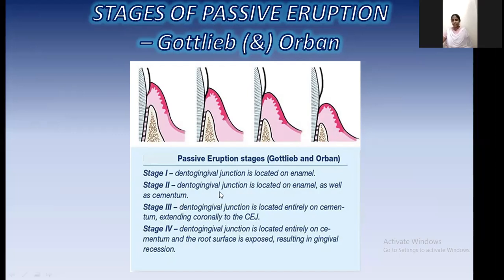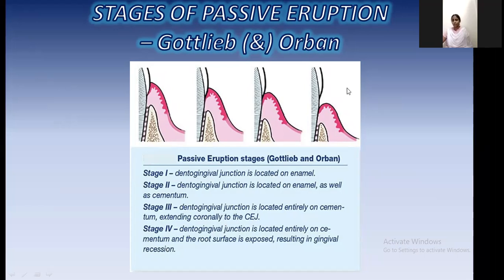Second stage, the dentogingival junction is located on the enamel as well as on the cementum. See here, it is located on the enamel as well as on the cementum. Third stage, the dentogingival junction is located entirely on the cementum, extending coronal to the cemento-enamel junction. This dentogingival junction is located on the cementum, but it is coronal to the cemento-enamel junction. Cemento-enamel junction is here, and this dentogingival junction is a bit coronal to it.